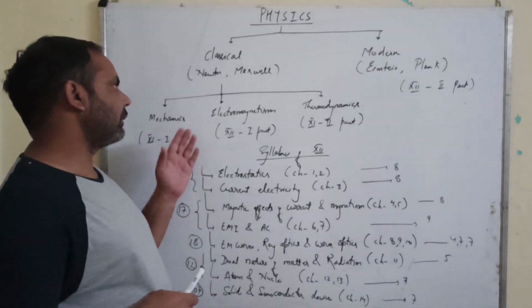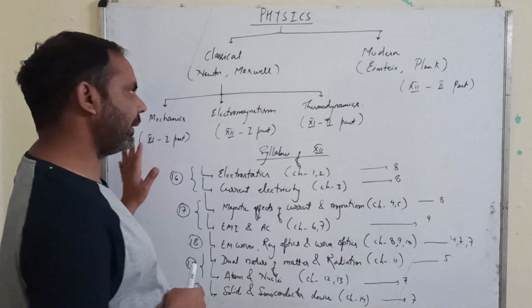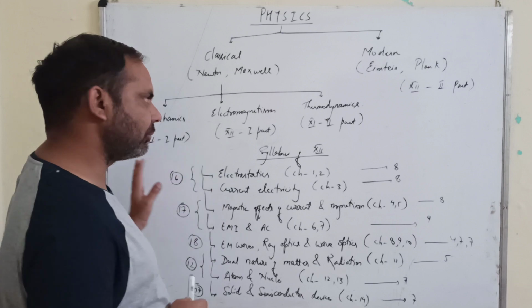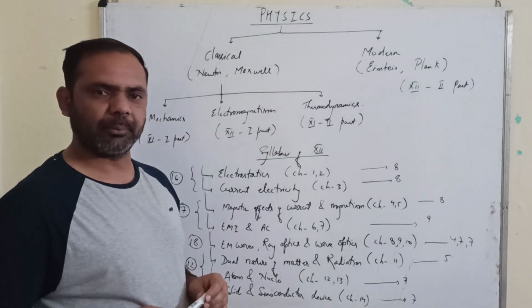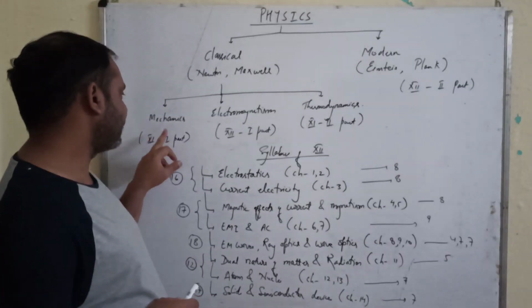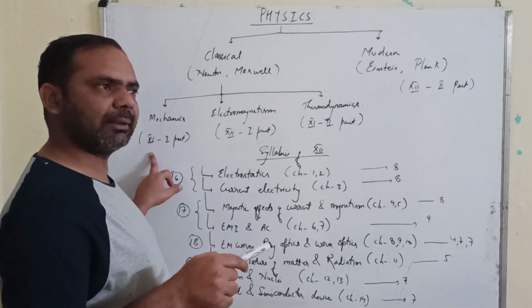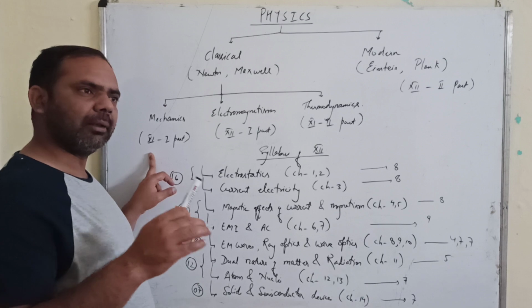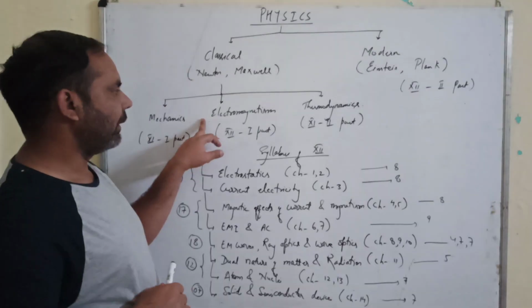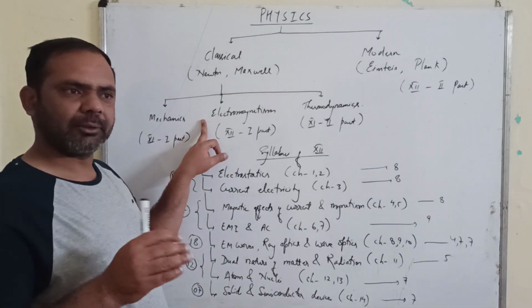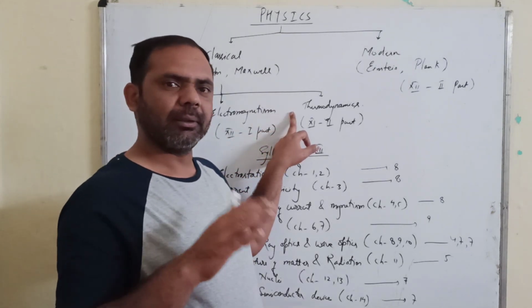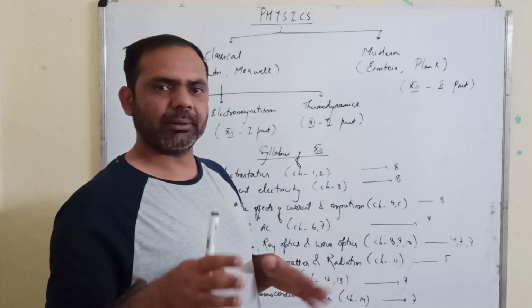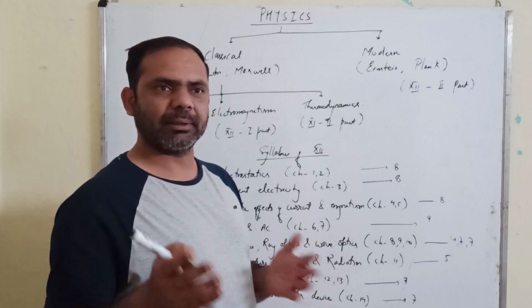Now this classical physics, you can again divide into three parts: mechanics, electromagnetism and thermodynamics. Now mechanics is the part which is discussed in the class 11th first NCERT book. Electromagnetism is discussed in the class 12th first NCERT book. Thermodynamics, more or less, is the major part of class 11th physics.